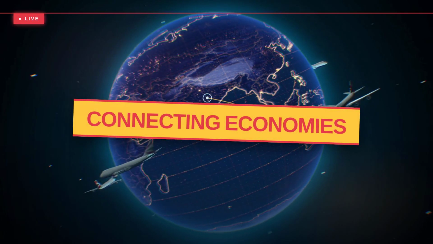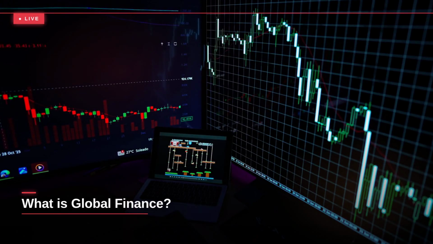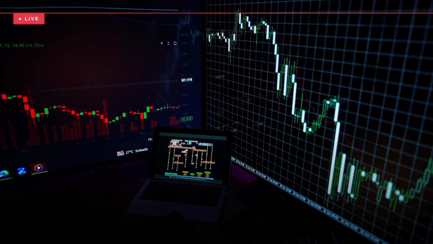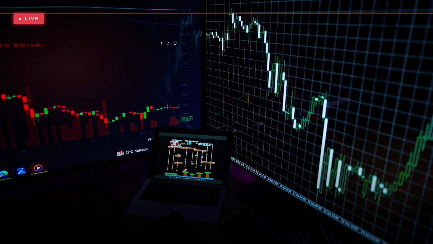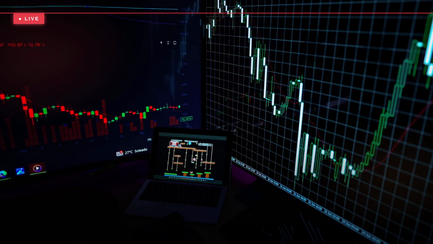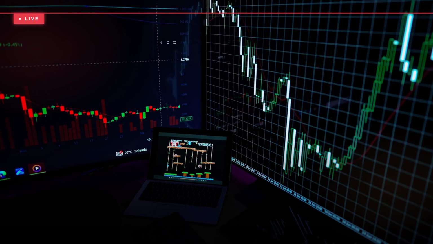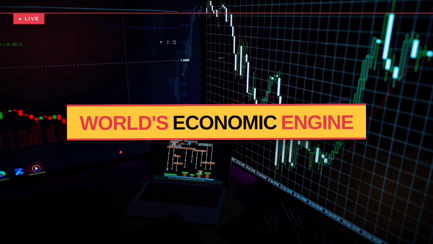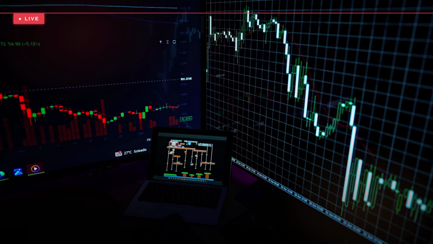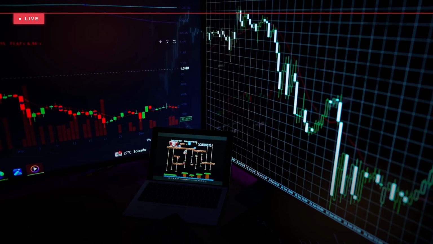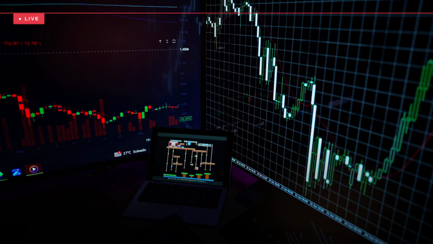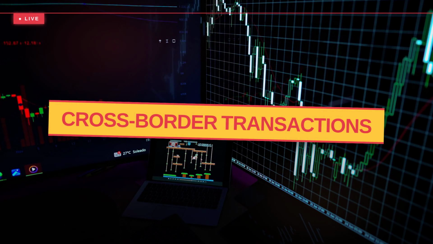Let's start with the basics. First, let's define global finance. It refers to the worldwide system of financial markets, institutions, and regulations that facilitate the flow of capital and investments across international borders. Think of it as the circulatory system of the world economy. It encompasses everything from foreign exchange, where currencies are traded, to international lending and borrowing, and the trading of global stocks and bonds. This complex web enables individuals, businesses, and governments to transact and invest far beyond their national boundaries. Experts confirm global finance is essential for economic growth.